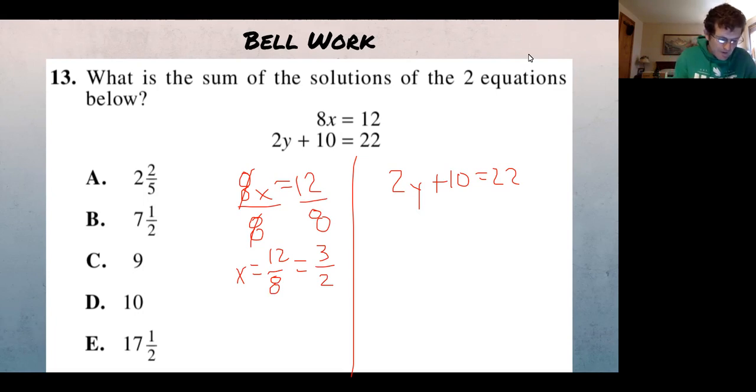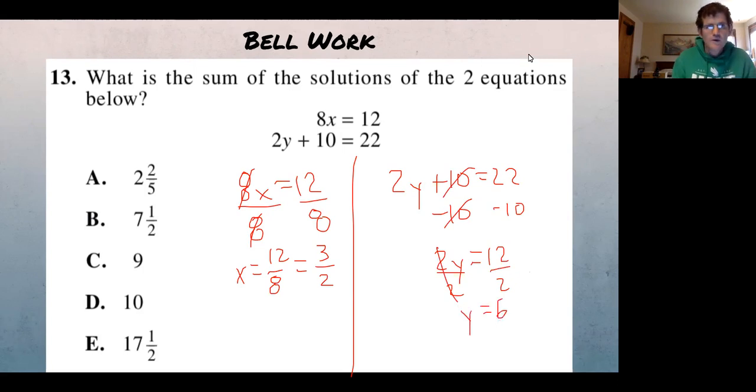If I go to the other equation, I'm going to subtract 10 from both sides. Those cancel out. 2y equals 12. Now I can divide by 2. Those cancel out. Y equals 12 divided by 2, which is just 6.